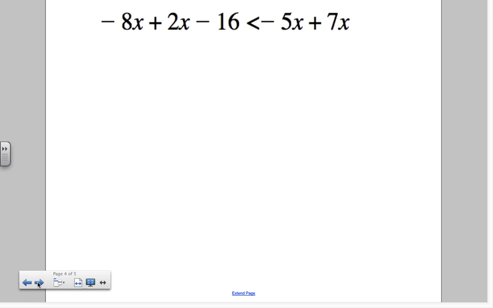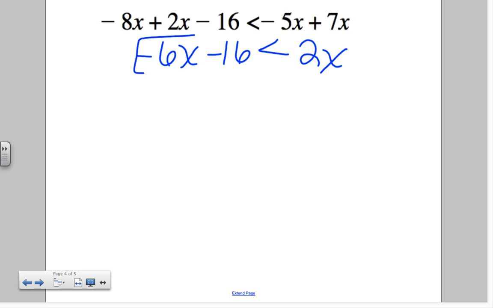So now, we got how many x terms on negative 8x and positive 2x? How many x's do we have? Negative 6x minus 16 is less than. And when we put negative 5x and positive 7x, that would be positive 2x. So now, unlike any of the other problems, you should notice that now we have variable terms on both sides.